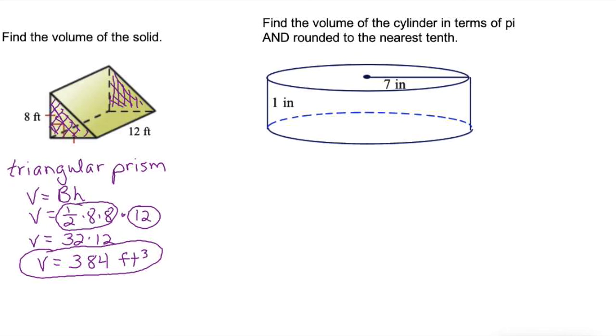Now the next example is a cylinder. We're to find the volume of the cylinder both in terms of pi and rounded to the nearest tenth. Remember, in terms of pi is our exact answer.